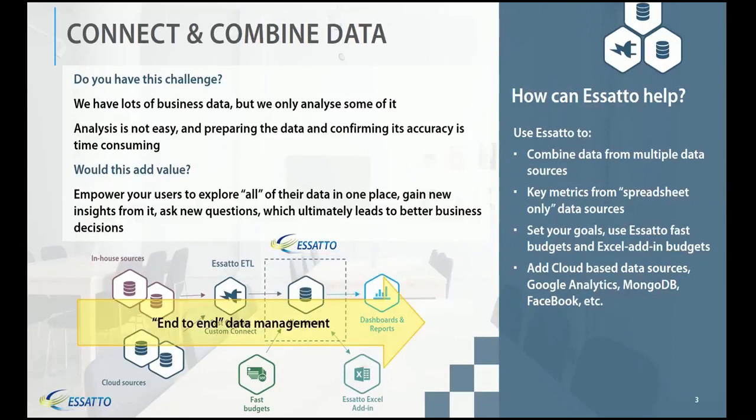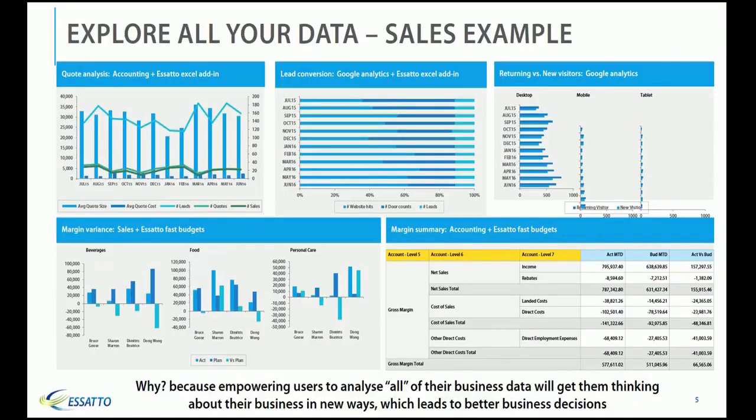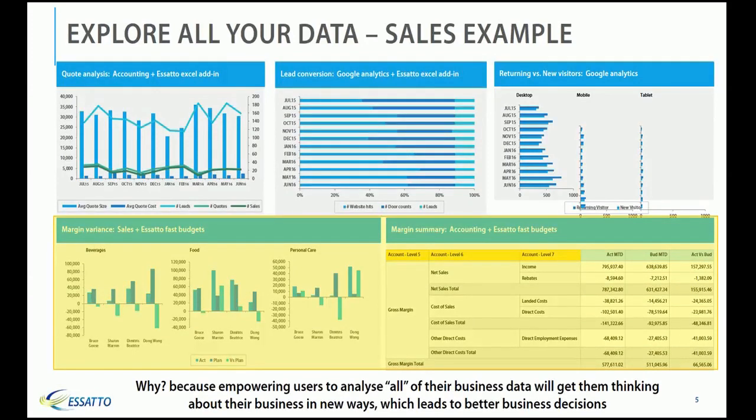Essatto is an end-to-end data management solution designed to produce dashboards from multiple sources quickly and easily. Here's a sample that shows analysis that blends multiple data sources. For example, the quote analysis blends accounting data with key metrics captured via the Essatto Excel add-in. Lead conversion compares website hits from Google Analytics versus the number of people visiting our stores. The margin variance and margin summary blend accounting and sales data with budgets produced using Essatto's fast budgets.